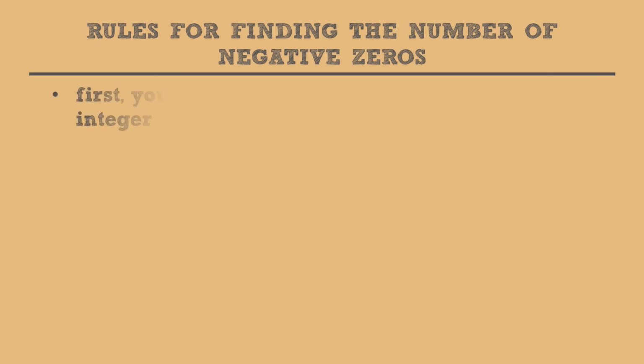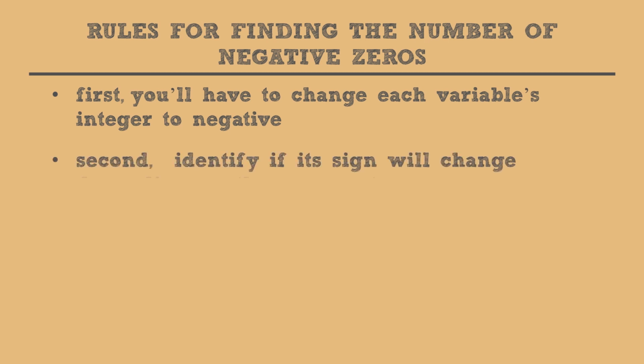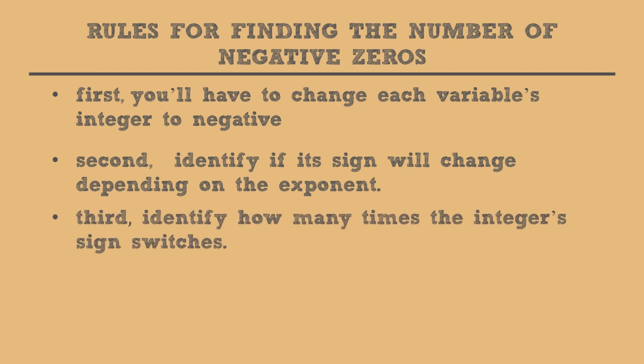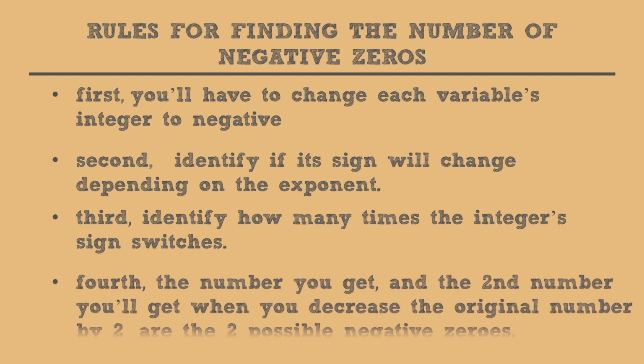For finding the number of negative zeros, first, you'll have to change each variable's integer to negative. Second, identify if its sign will change depending on the exponent. Third, identify how many times the integer sign switches. Fourth, the number you get and the second number you'll get when you decrease the original number by 2 are the two possible negative zeros.